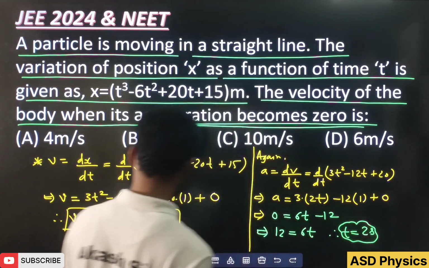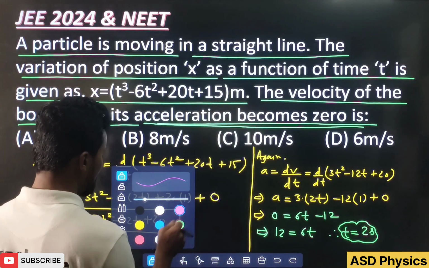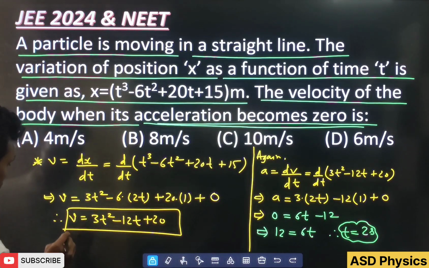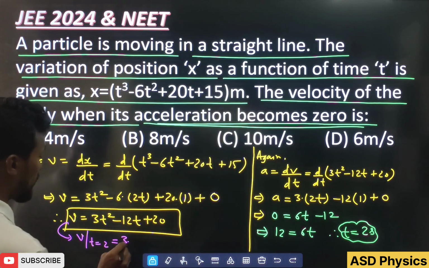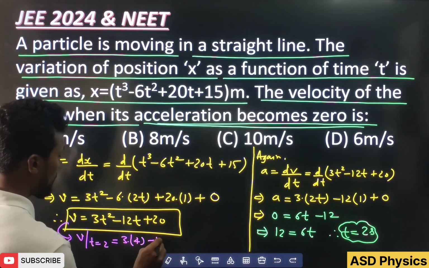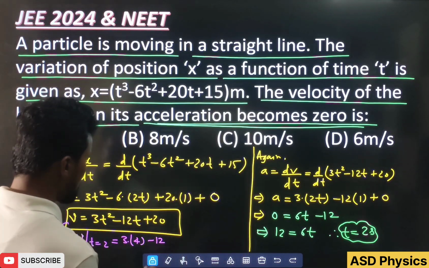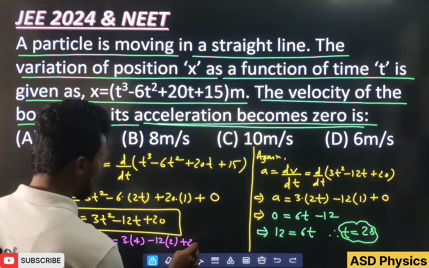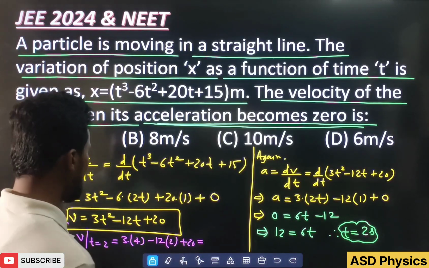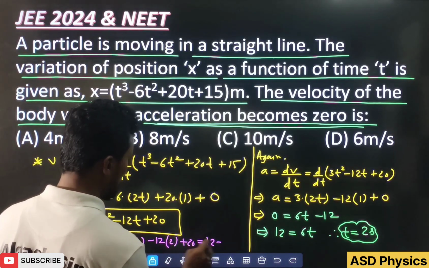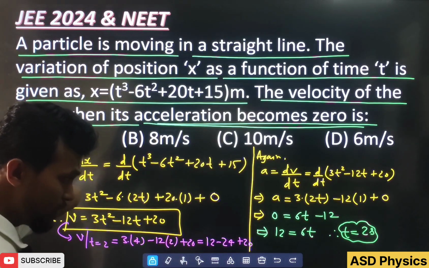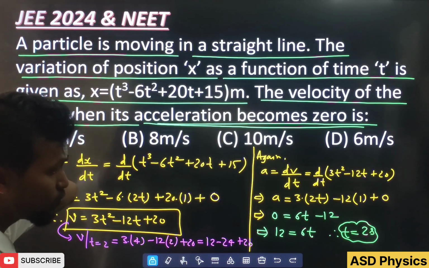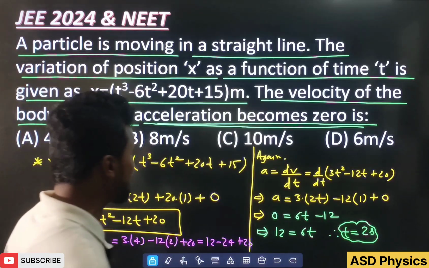How much time is there? The time is 2 seconds. So now we have got 2 seconds here, and we can calculate the velocity. So velocity at t equal to 2: 3 into 2 square means 4, minus 12, again the t value 2, plus 20. Is it? Students, so 3 into 4 means 12, minus 24, plus 20. So 12 minus 24 means we can write minus 12, plus 20, 8.